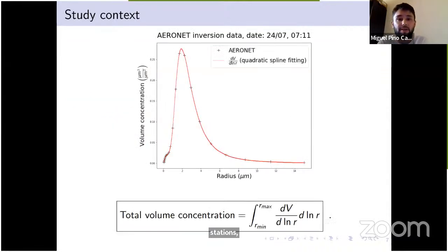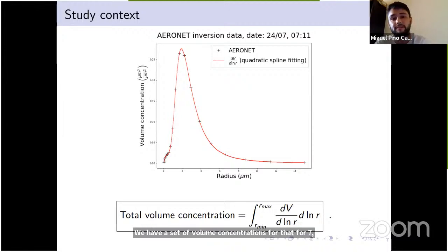Now in this figure, we have an example of the AERONET size distribution data that we have available in the AERONET inversion data. As we see, we have a set of volume concentrations for several radii. If we interpolate these volume concentrations, we achieve a volume concentration function that can be integrated with respect to the natural logarithm of the radius to obtain the total volume concentration, some kind of measure of the total amount of dust present.